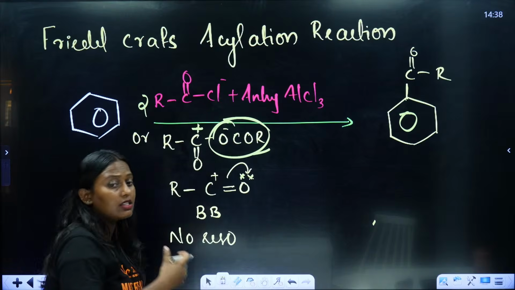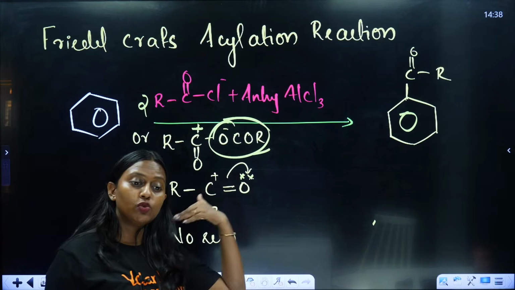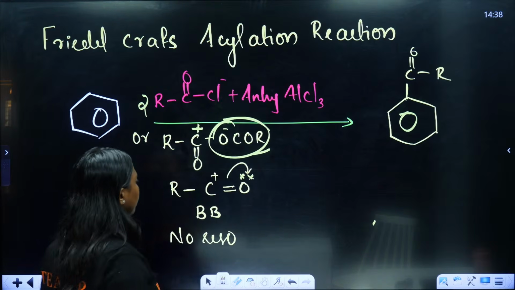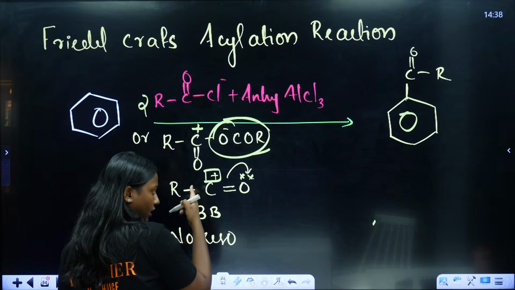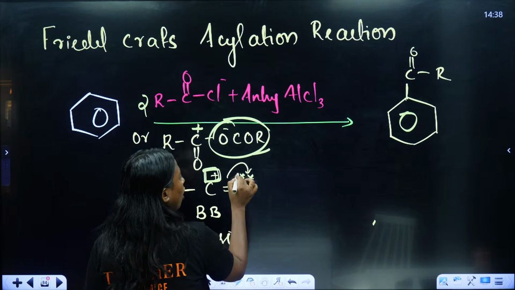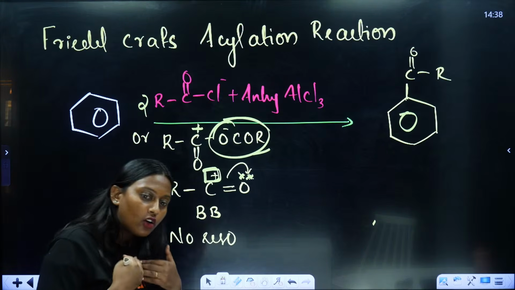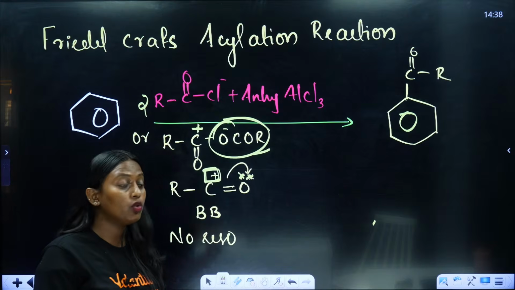We already discussed this in GOC. Back bonding is more stable. Here you can see back bonding means there is a vacant orbital in carbon. What is on oxygen? Oxygen contains a lone pair of electrons, and oxygen is ready to give that lone pair to carbon.